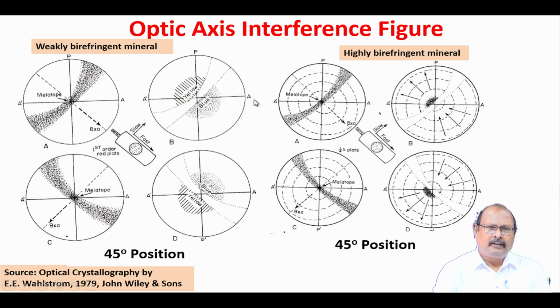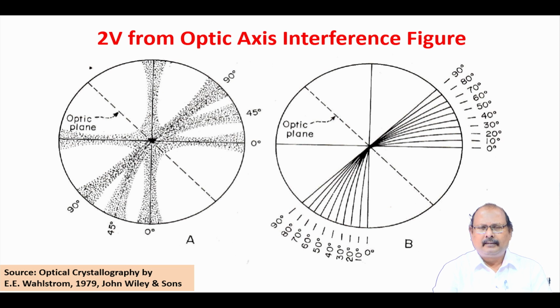So, using both the acute bisectrix interference figure and the optic axis interference figure, it will be possible for you to determine the optic sign of a biaxial mineral. Now, let us see the utility of the optic axis interference figure. The other utility of the optic axis interference figure, other than determination of optic sign, is to have an approximate idea about the 2V or optic axial angle.